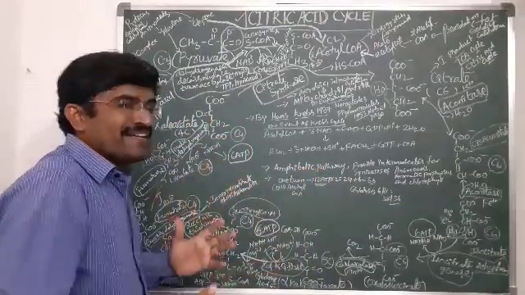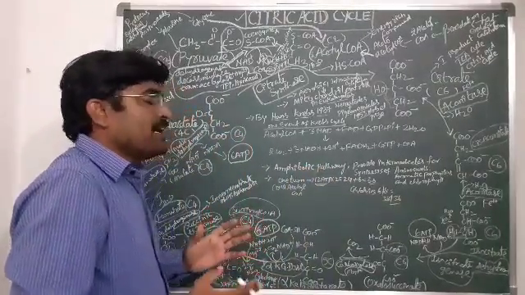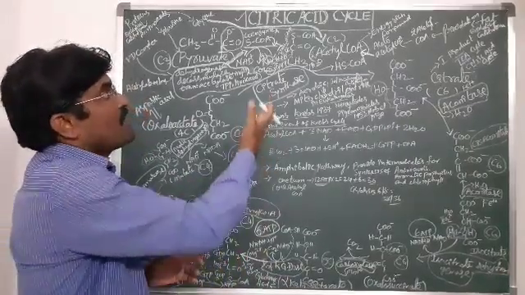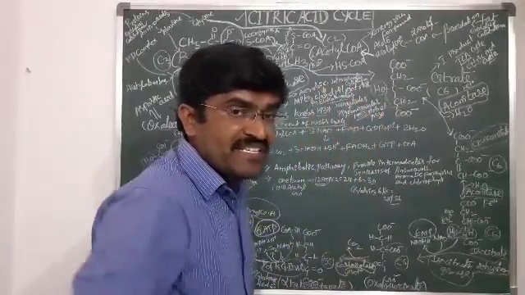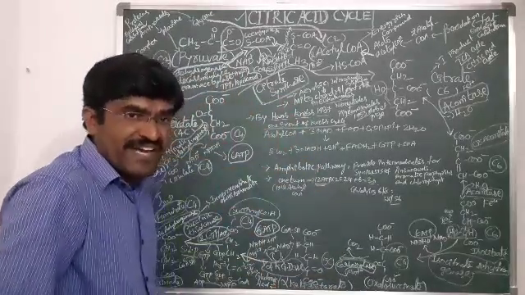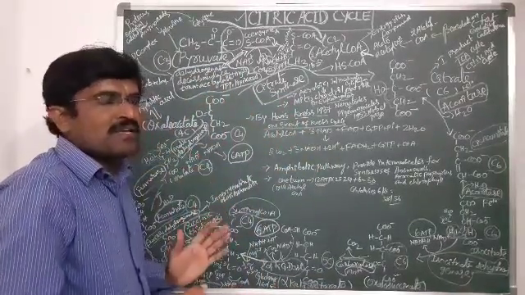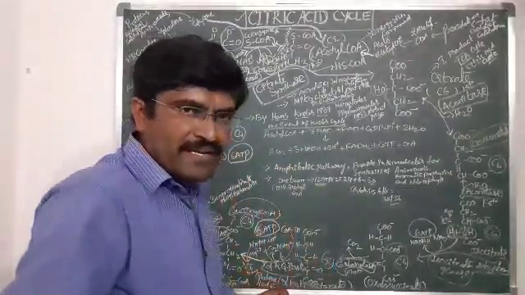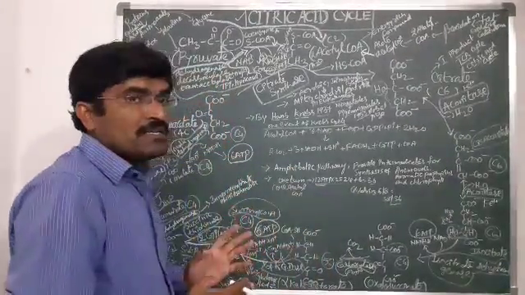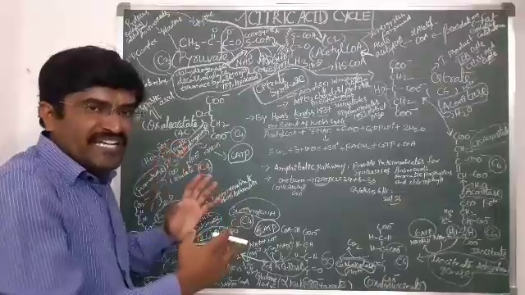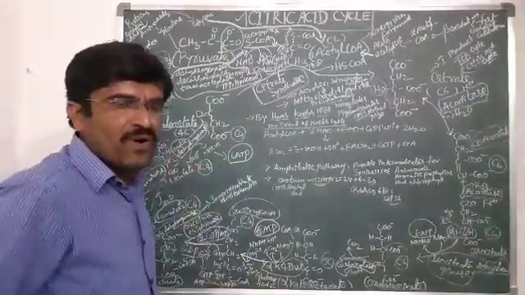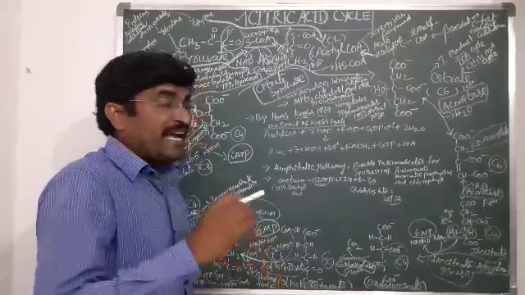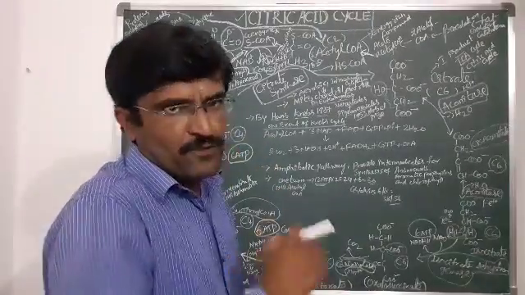So we call it by different names, and even in competitive exams they may ask different names, either Krebs cycle, citric acid cycle, TCA cycle or tricarboxylic acid cycle. All are the same cycle, so we should remember the different names for this very important cycle. This takes place in the matrix of the mitochondria in eukaryotes, whereas in prokaryotes it takes place in the cytoplasm.